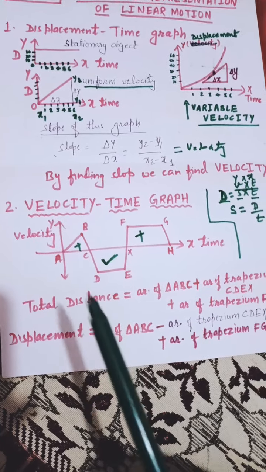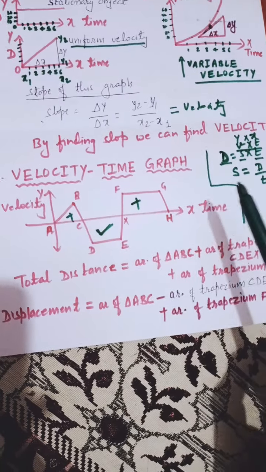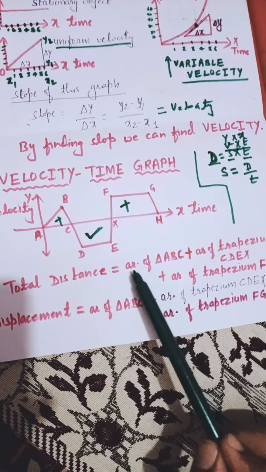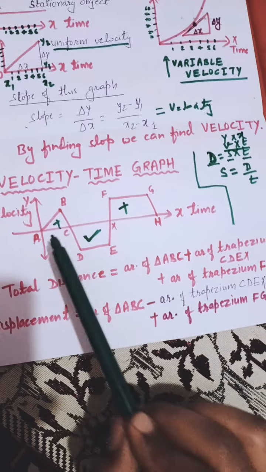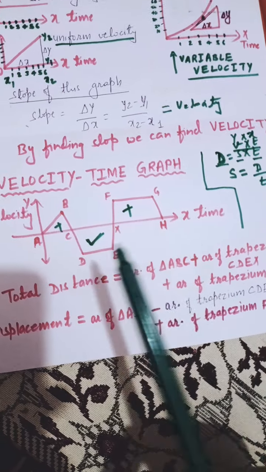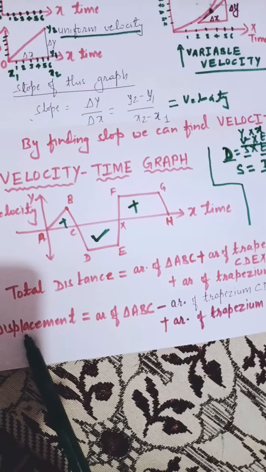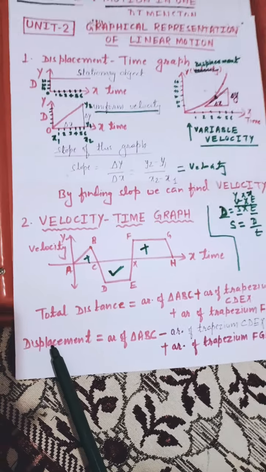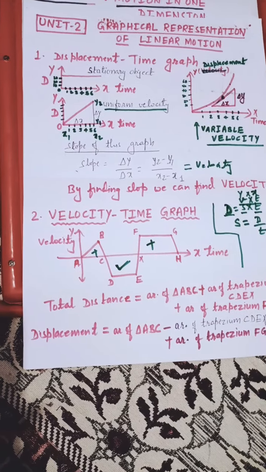So this means that under the velocity time graph, first we find out the area, and by finding the area we get the displacement of an object. When we add all the areas, we can find out the total distance, and when we subtract the negative portion from all those areas, we can find out the displacement of the object. So this is about the velocity time graph.